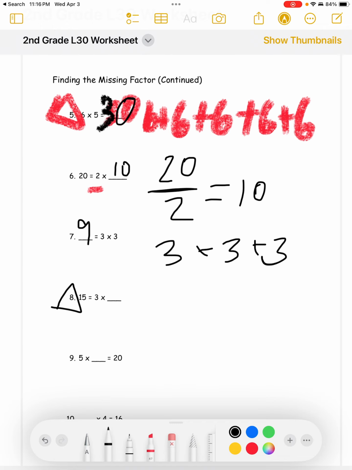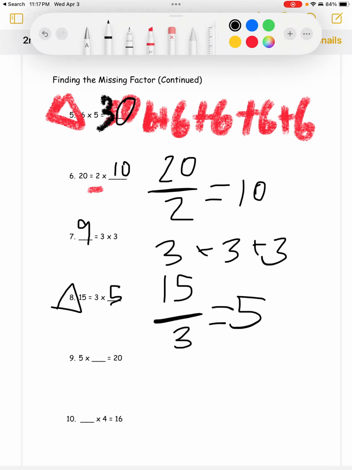Question number 8. 15 equals 3 times blank. All we need to do is divide 15 by 3. And 15 divided by 3 is 5. So our missing factor would be 5. So we would say 15 equals 3 times 5. Question number 9. 5 times blank equals 20. We would just divide 20 by 5, which is 4. So 5 times 4 equals 20.